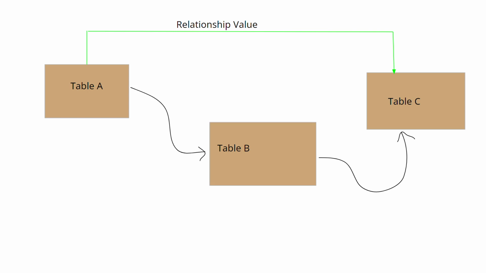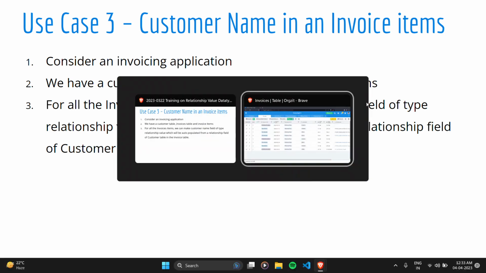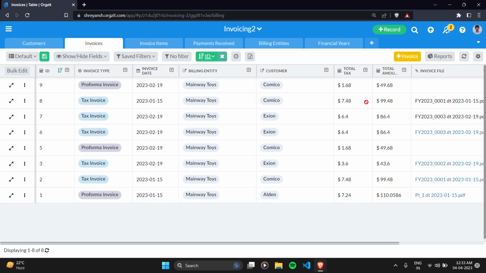So the third use case can be of a customer name in an invoicing workspace in the invoice items table. We need to consider an invoicing application where we have different tables like customer table, invoice table, and invoice items table. So for all the invoice items, we can make a customer name field of type relationship value, which will be auto populated from the relationship field of customers table in the invoice table. So let me demonstrate that in order to get a clear understanding.